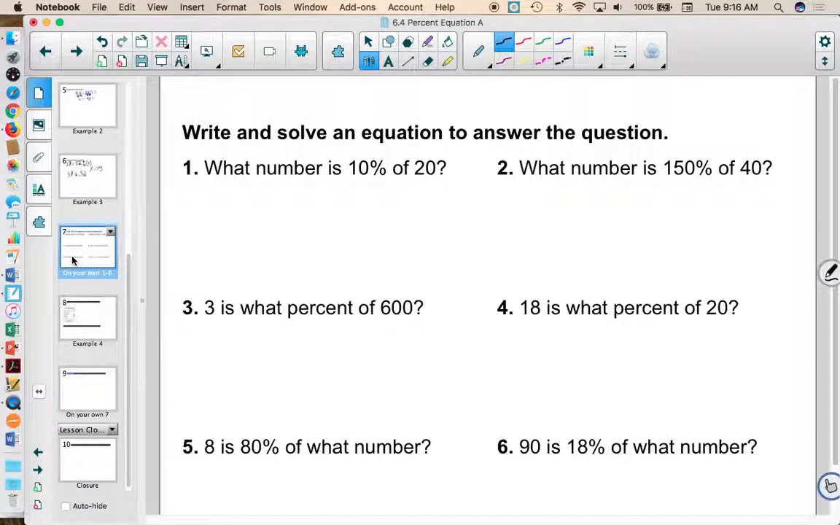Good. Absolutely correct. That was a tricky one right there. Oh, that's a percent, so we're going to see it as a decimal. Always make sure you go back and look at that. Okay?